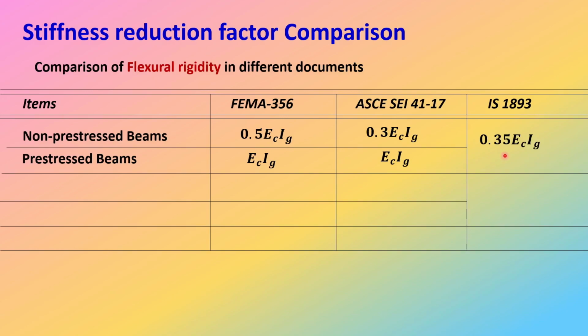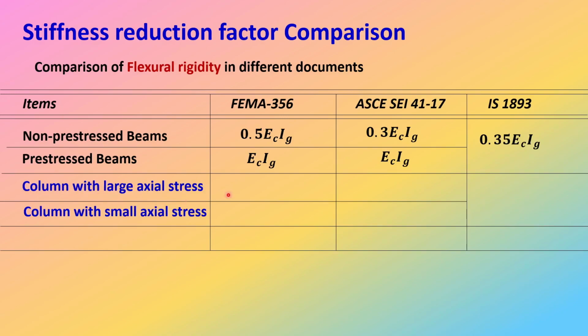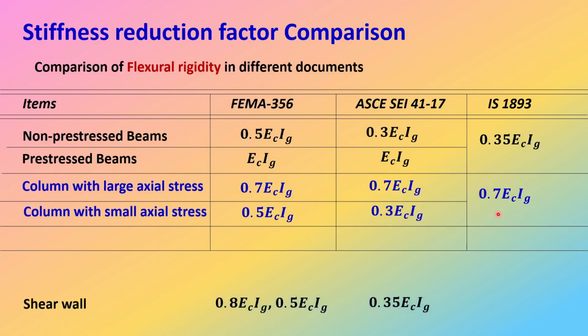IS 1893 has taken some average value like 0.35 ECIG, and it has not made any distinction between non-prestressed and prestressed beams. Now for columns, column with large axial stress, the value is 0.7, both in FEMA 356 and in ACI 318-17. In the Indian code also it is 0.7. When column with small axial stress, small and large, we have discussed in the last slide, a certain axial stress ratio is given. Based on that, if it is small, then it is 0.5 ECIG. Small means there will be development of tension, so it is less. And ACI has given still smaller, 0.3 ECIG. The Indian code has not distinguished between small and large, and the stress level is disregarded here, and the average value is given, 0.7 ECIG.